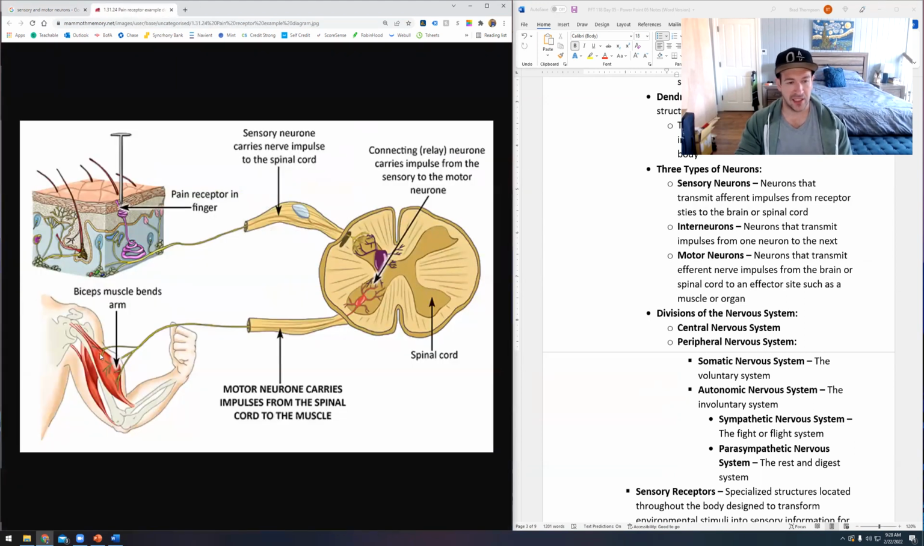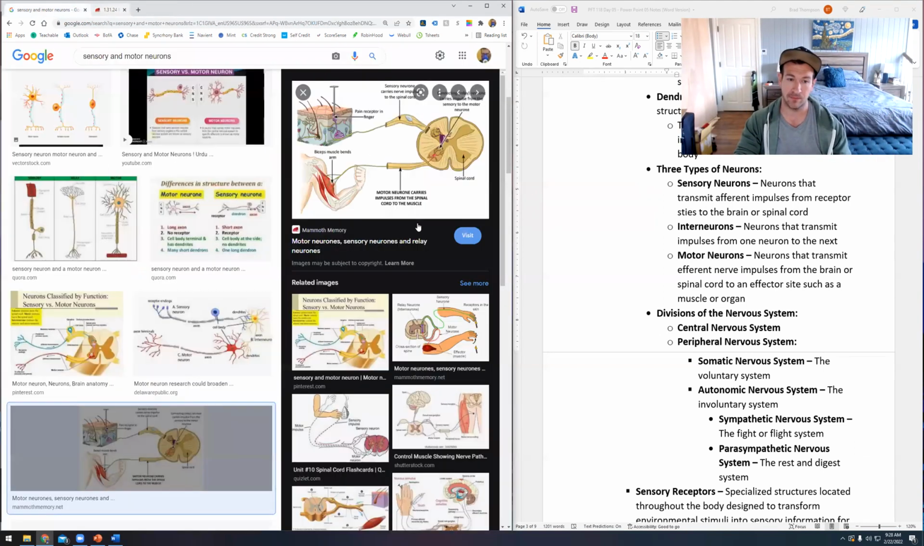So let's say the information comes from something like a pain receptor on the skin. You poke something. Sensory neurons travel up to the brain, from neuron to neuron to neuron. But then the brain decides we need to recruit the arm, and so it sends information back down and recruits the motor units. Those are the motor neurons carrying that. So sensory neurons go towards the brain and motor neurons go away from the brain.